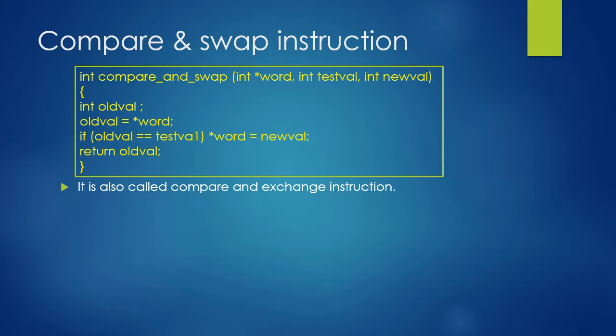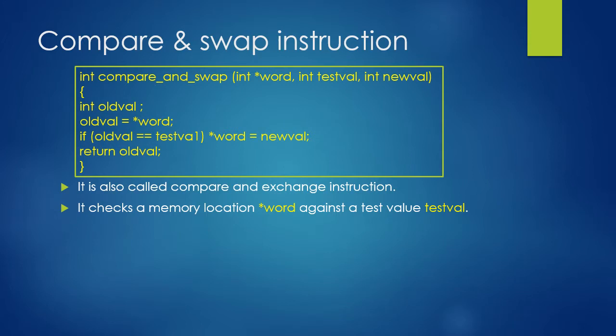The compare and swap instruction, also known as the compare and exchange instruction, takes three arguments: a memory location shown here by pointer word. This means that we are passing the address of the location to the instruction. An integer called testval and another integer called newval. And it has a return type which is also integer.